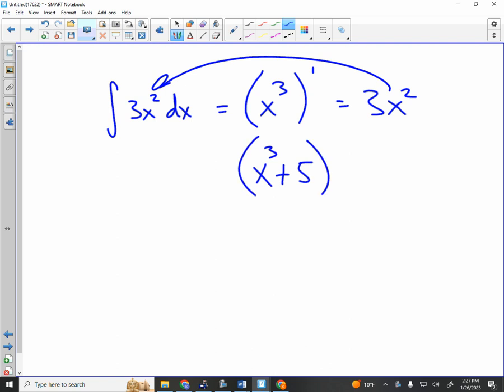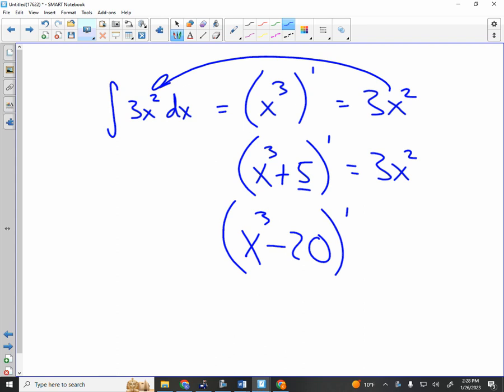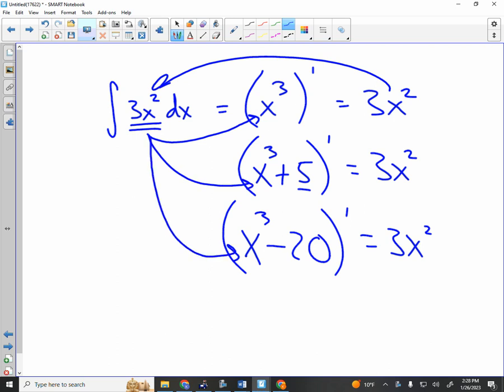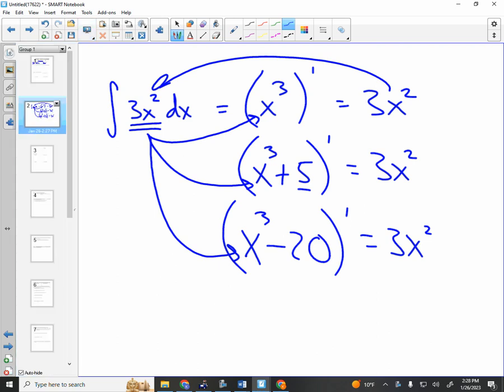Well, what about, say, x to the third plus 5? If I take the derivative of that, is that not also 3x squared because the derivative of 5 is 0? Or suppose you have x cubed minus 20. I take the derivative of that. Is not that derivative also 3x squared? So it turns out that the antiderivative of 3x squared could be x cubed. Could be x cubed plus 5. Could be x cubed minus 20. Could really be any x cubed with a constant attached on the end.